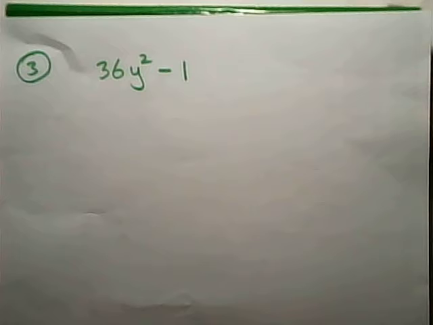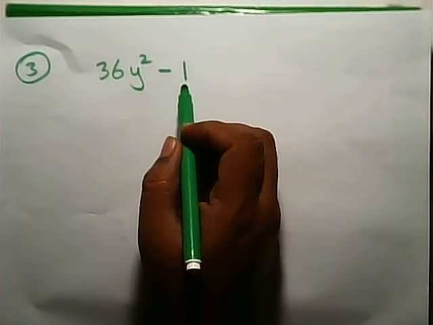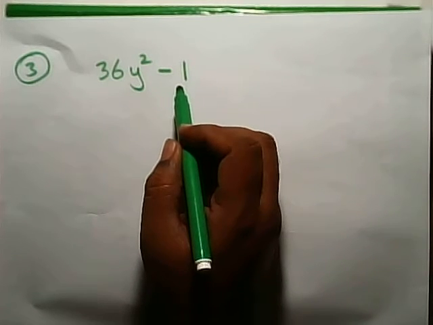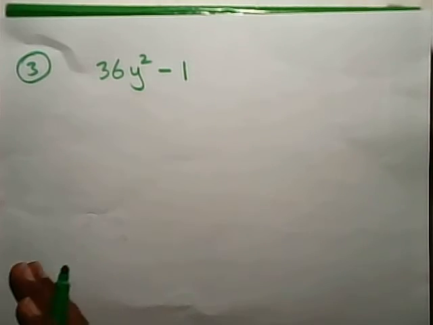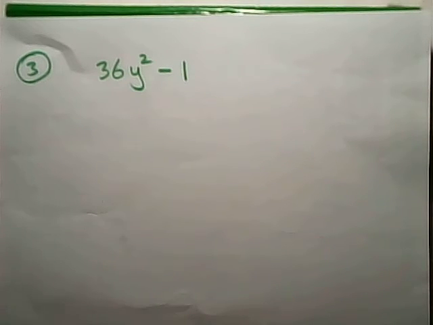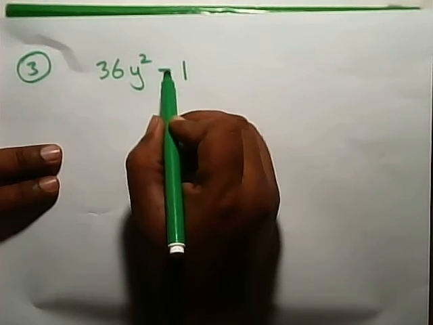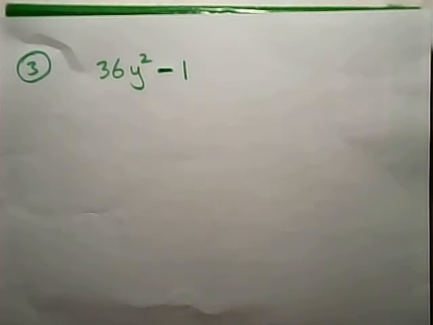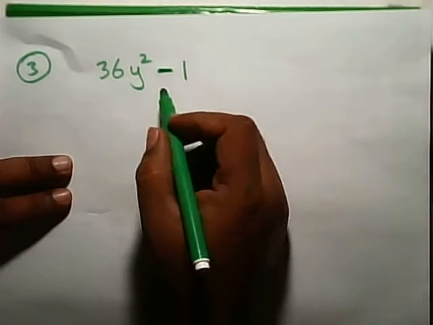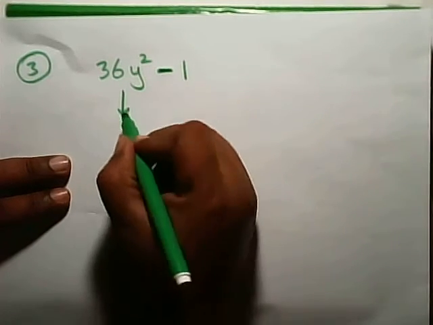Okay, let's look at this one. 36y squared minus 1. They have 2 terms. They have nothing in common that we can underline or take out like in the HCF method. But we do have something squared and a takeaway. So we're going to try and use this third method. Okay, let's see what this will turn into.